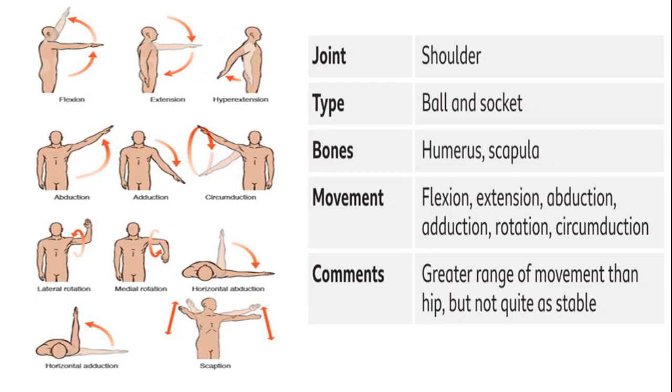The shoulder is a ball and socket joint involving the humerus and scapula bones. It allows for flexion, extension, abduction, adduction, rotation, and circumduction. It has a greater range of movement than the hip but is not quite as stable.